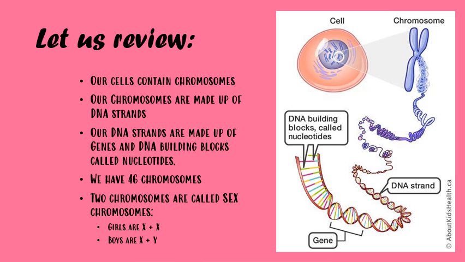Let us review. Our cells contain chromosomes. Our chromosomes are made up of DNA strands. Our DNA strands are made up of genes and DNA building blocks called nucleotides. We have 46 chromosomes. We get 23 from our mom and we get 23 from our dad. Two chromosomes are called the sex chromosomes. Girls have an X and an X, and boys have an X and a Y.